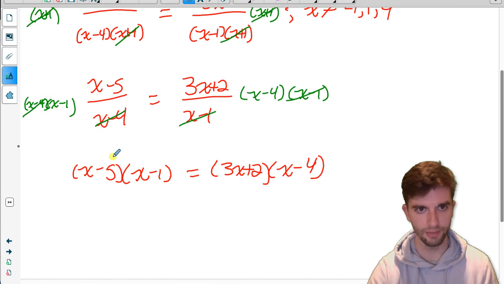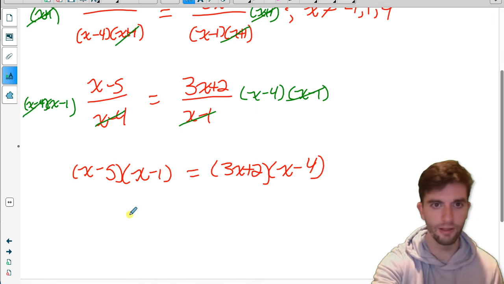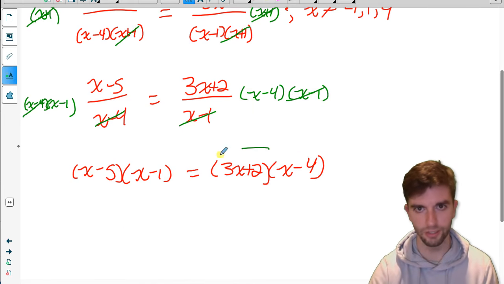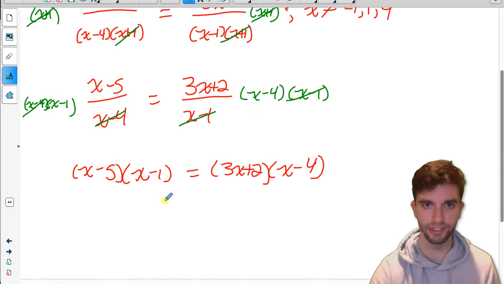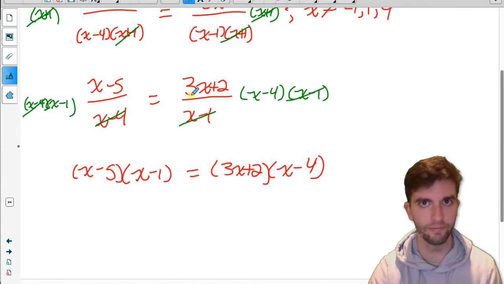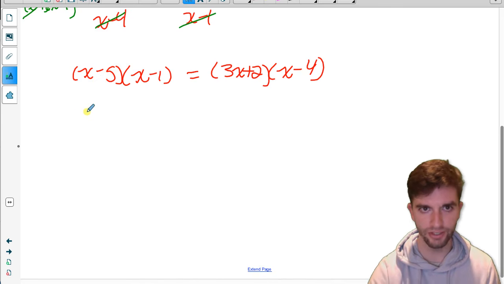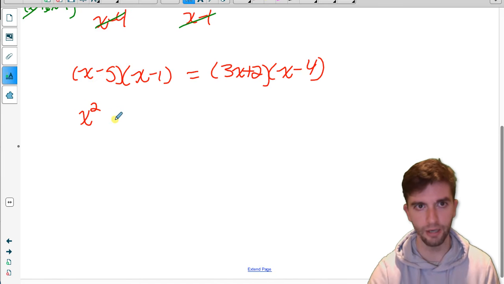X minus 1 times x minus 5, that's this. And over here, 3x plus 2 times x minus 4, that's that. So hopefully maybe now you kind of understand where cross multiplying comes from. And now we can expand both sides of this equation. I'll get a quadratic on both sides.